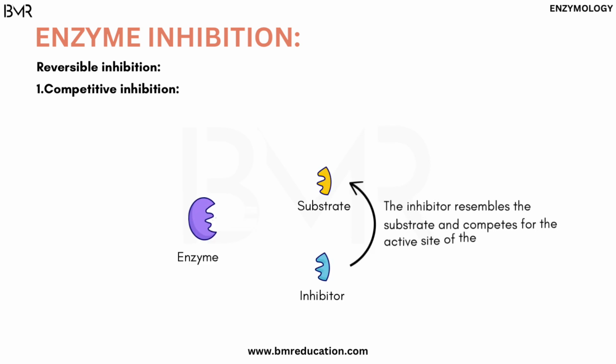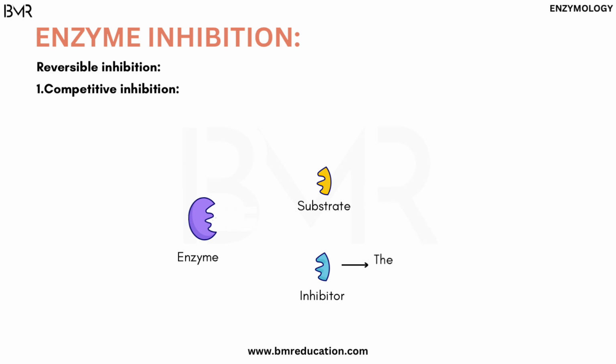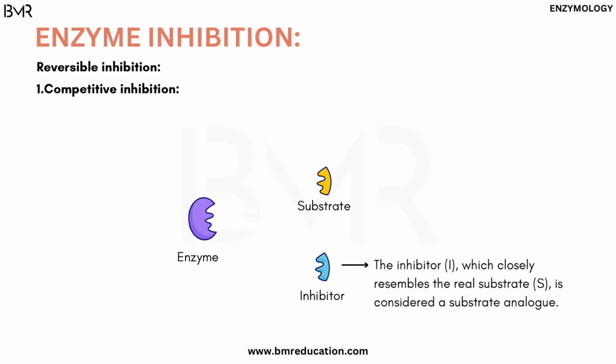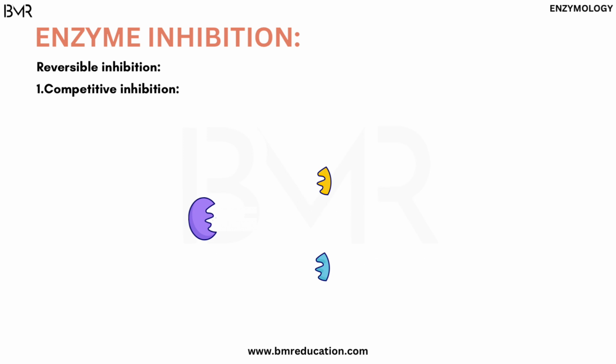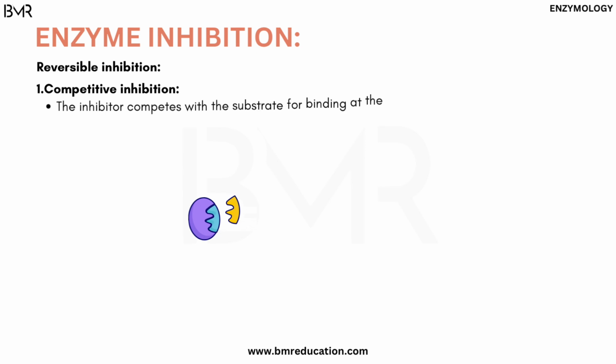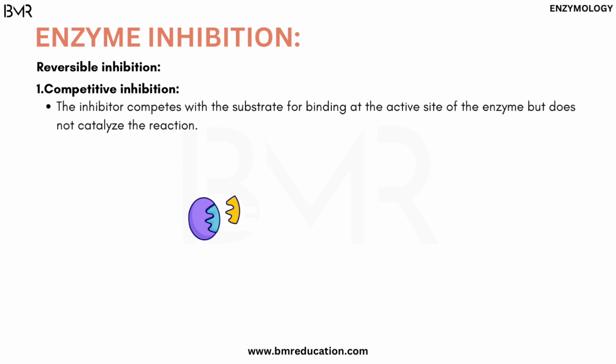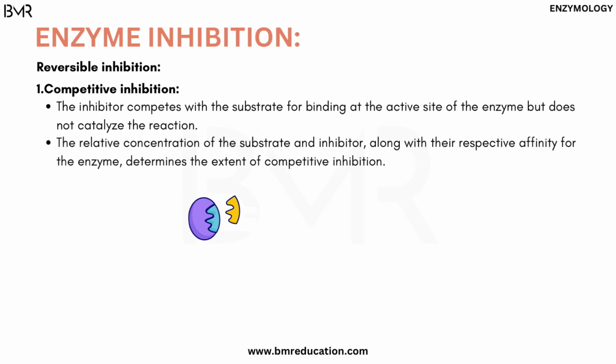Competitive inhibition. Here there's enzyme, substrate, and inhibitor. The inhibitor resembles the substrate and competes for the active site of the enzyme. The inhibitor, which closely resembles the real substrate, is considered a substrate analog. The inhibitor competes with the substrate for binding at the active site of the enzyme but does not catalyze the reaction. The relative concentration of the substrate and inhibitor, along with their respective affinity for the enzyme, determines the extent of competitive inhibition.